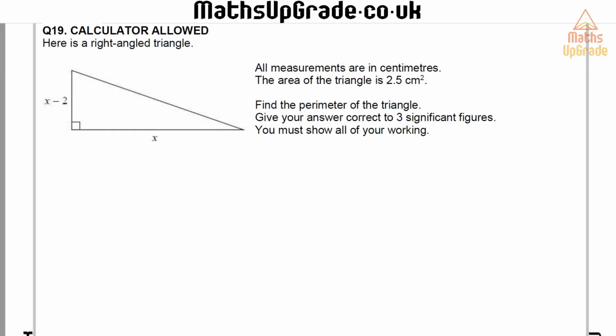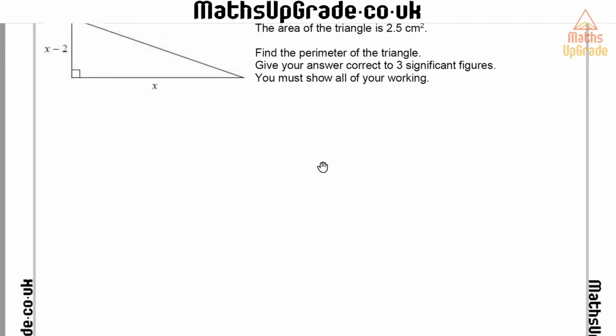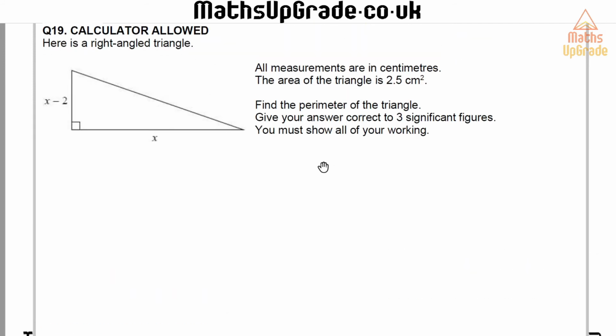Question 19 is very similar to question 6. It's slightly more difficult and it is worth 6 marks. So I'm told I've got a right angle triangle here. So straight away, when you're given a right angle triangle, remember trigonometry or Pythagoras is usually what it's associated with.